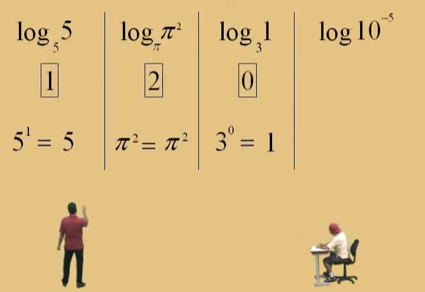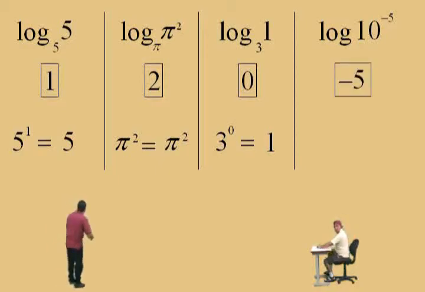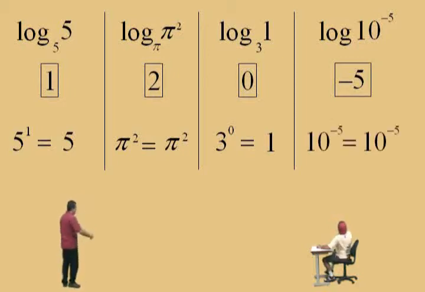Now, log of 10 to the negative 5th, that's right. What's our base with that logarithm, Charlie? 10. It's 10, that's right. And so, what do you raise 10 to the power of to get 10 raised to the negative 5? Negative 5? That's it. It's because 10 to the negative 5 is obviously equal to 10 to the negative 5.